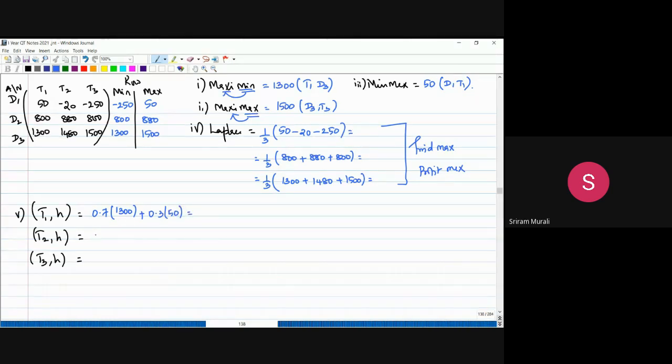What about the second case? 0.7 into, in T2, what is the maximum value? 1480. 0.3 into the minimum value, which is minus 20. Then for the next, 0.7 into the maximum is 1500. The minimum value will be 250.